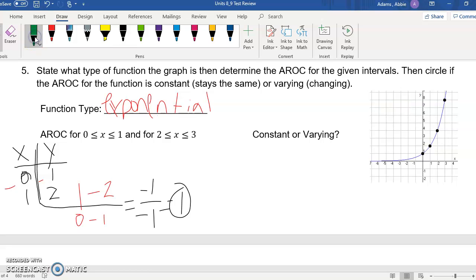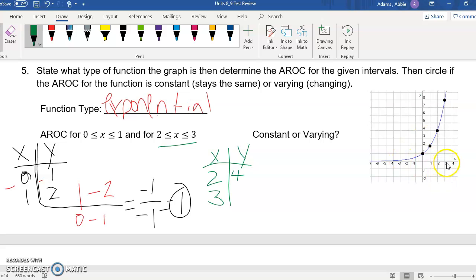Let's look at the second interval. So we're looking from where x is 2 to where x is 3. Once again, I'm going to make my chart. I have an xy chart here. I'm finding where x is 2 and where x is 3. Let's go back to our graph. All right, so looking where x is 2, go all the way up on the graph, and y is 4.